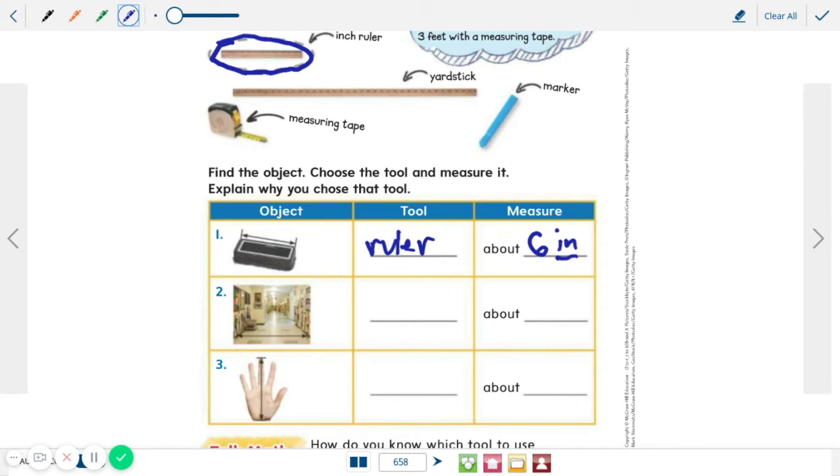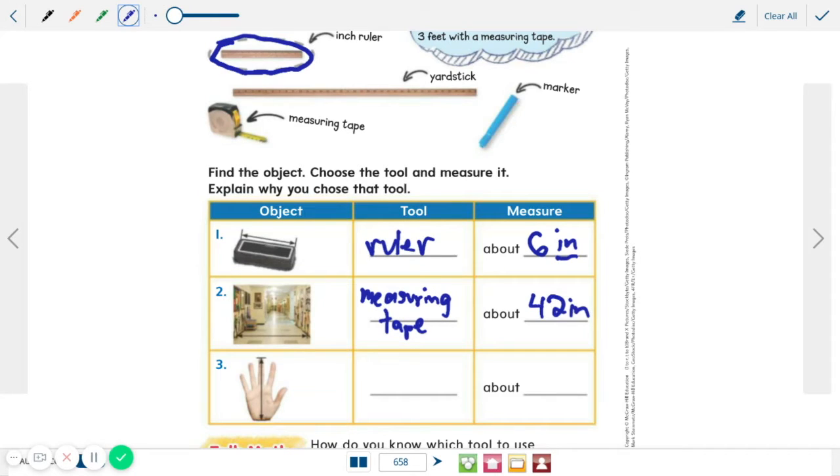Okay, for number 2, we have a hallway at school, but since I couldn't go into school, I measured a hallway in my house. And what I used was a measuring tape because a ruler would be too small and even a yardstick would be too small. So I used a measuring tape. And when I measured my hallway, it was about 42 inches.